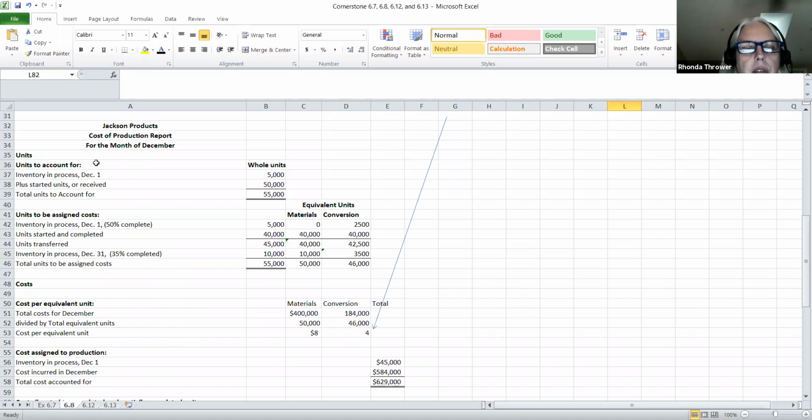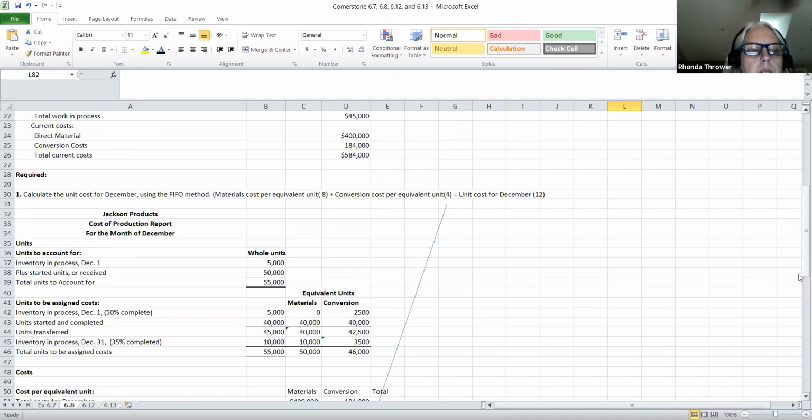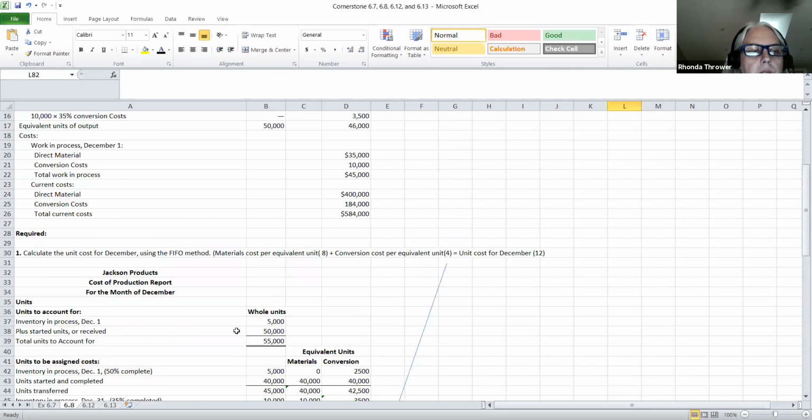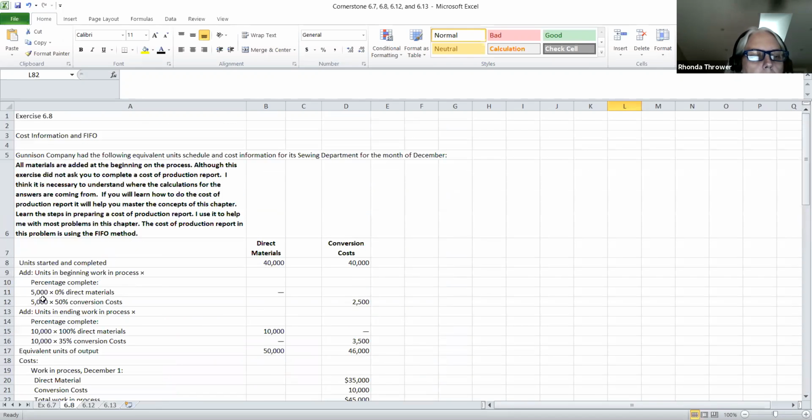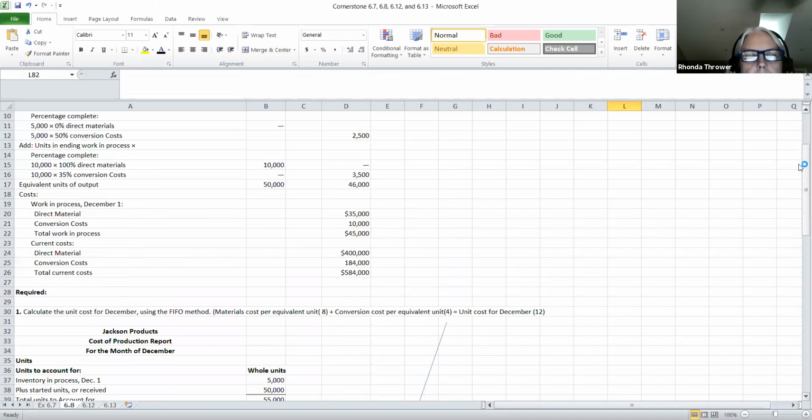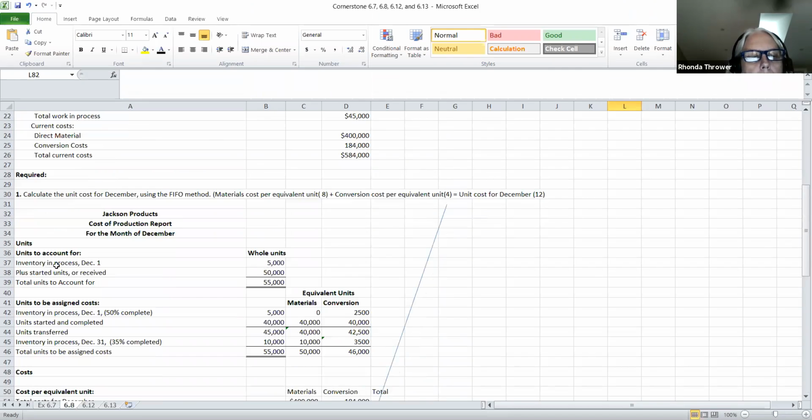Start with your unit section first. Start with your whole units. I would compute all of my whole units first, and then I would worry about my equivalent units. So put in what you do know. And from this problem, the beginning inventory was given. The beginning inventory is right here. Units in beginning inventory are 5,000 units. So right here, I'm starting with 5,000 units.